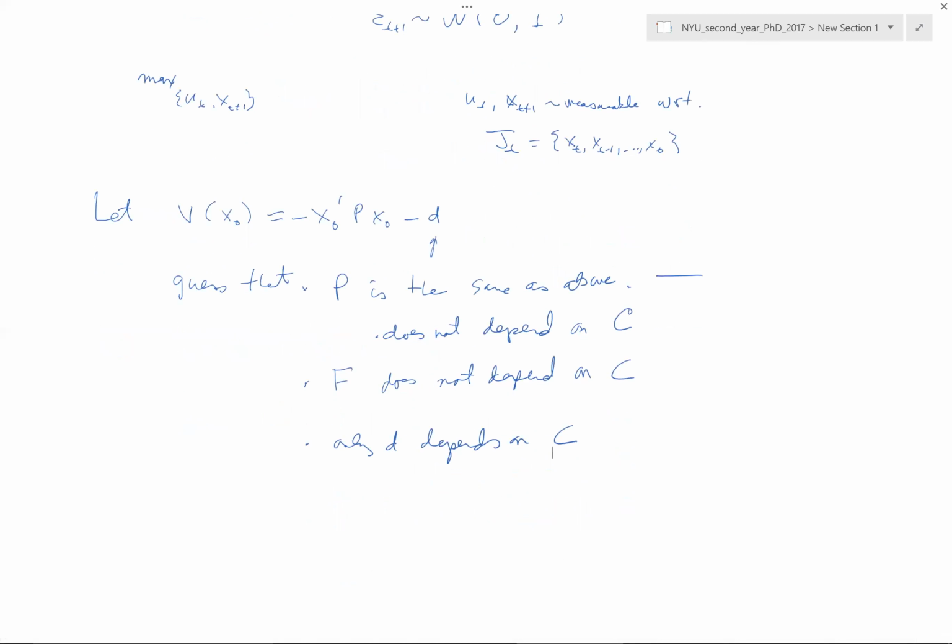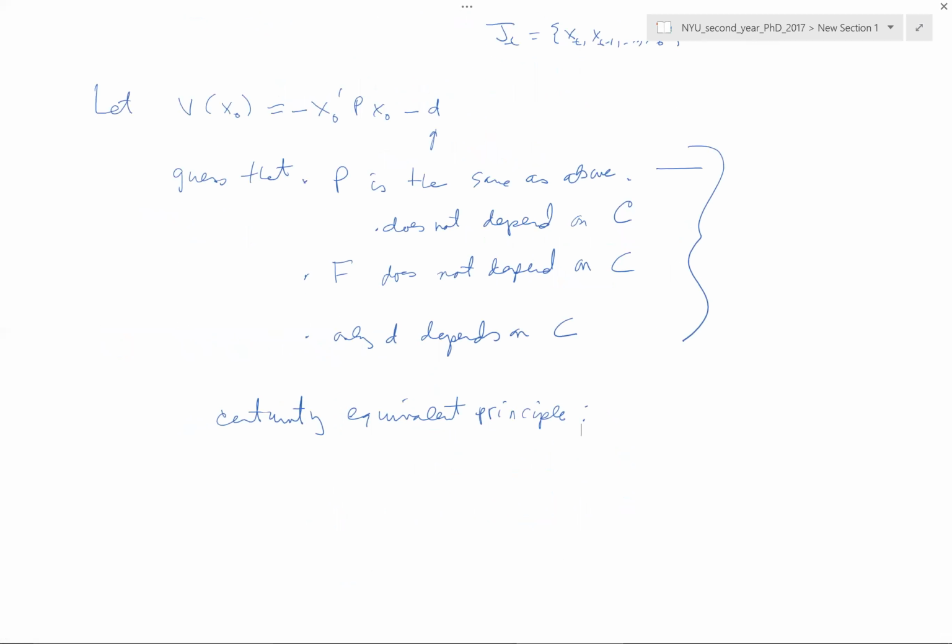And these things have a name. These are called the certainty equivalence principle. And this has a long history. In economics, this was noted by some famous people, Henri Theil and Herbert Simon in the 1950s. And it's a characterization of linear quadratic optimal control problems.